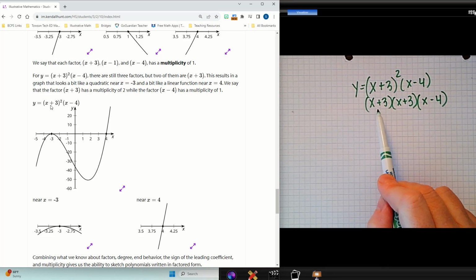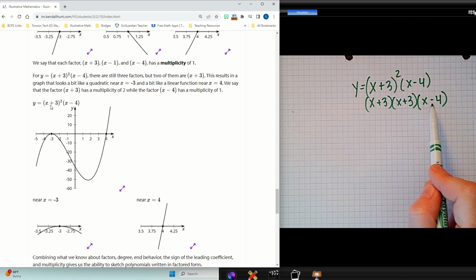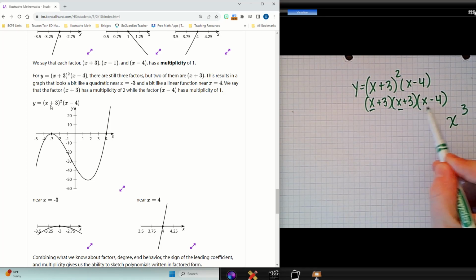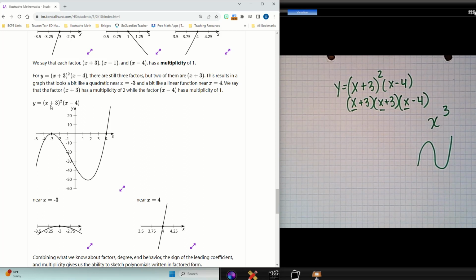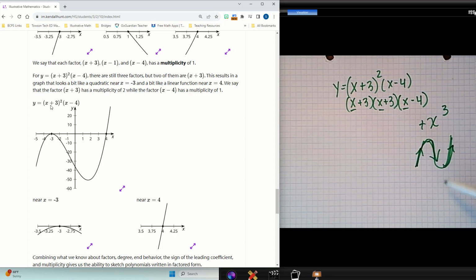So here we are again with our 3 x times x times x. There's 3 factors. So again, I know this is going to be an x to the third power. These are all positive. So again, it's just going to be like this. Up, down, up, right? Okay? Positive. So I'm starting in the up direction. Then I'm going to go down. And then I'm going to go up. 3 arrows. Up, down, up.